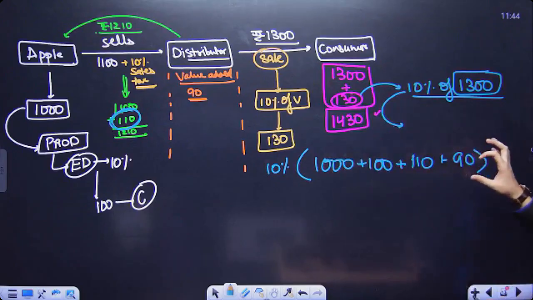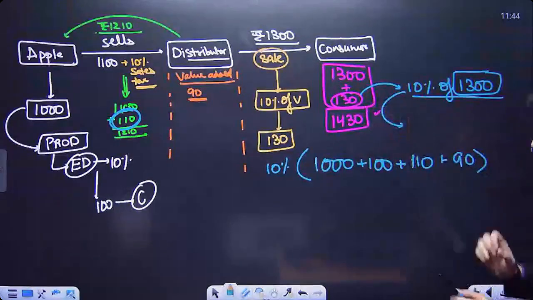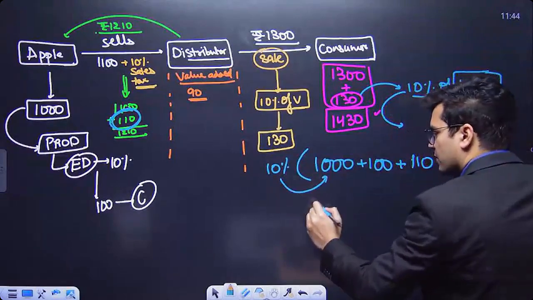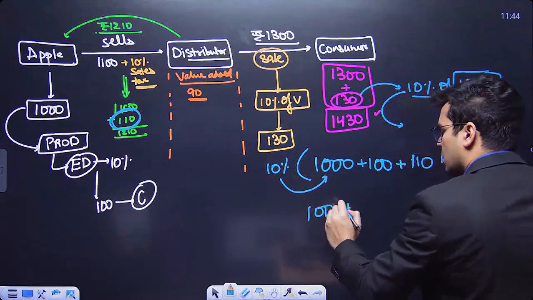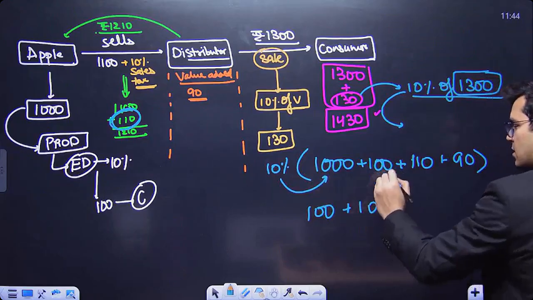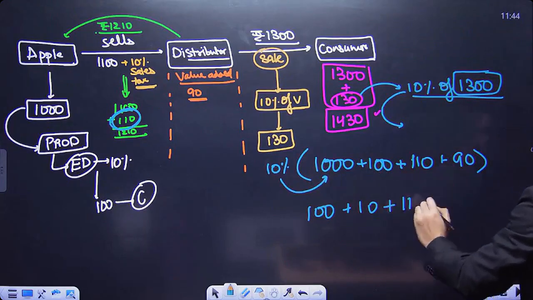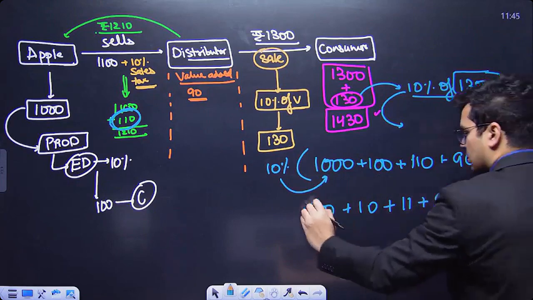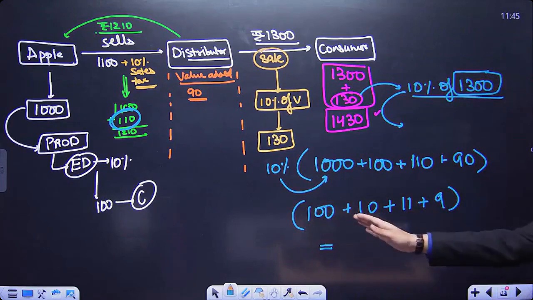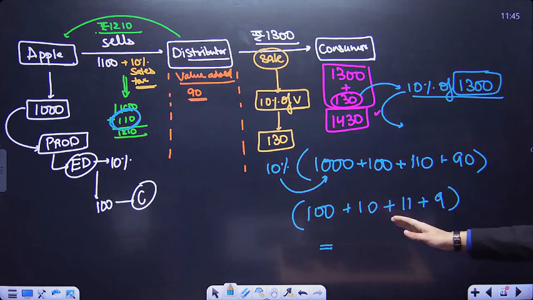If this comes out to 130, then our calculation is correct. Let's see. 10% of 1000, so 100. 10% of 100, meaning 10. 10% of 110, which is 11. 10% of 90, which is 9. This is 100 plus 10, 110 plus 11, 121 plus 9, 130.